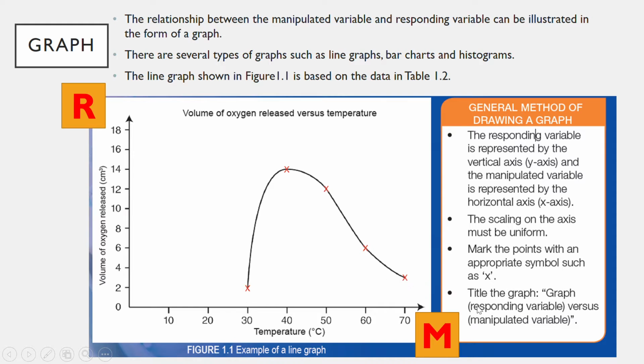Okay, and then the last point is very important also, where you need to write the title of the graph. So how to write? It is graph, then you put here volume of oxygen release, and that is the responding variable, versus manipulated variable, in this case is the temperature. So you get volume of oxygen release versus temperature. Then that will be the title, and you must write it on top here.